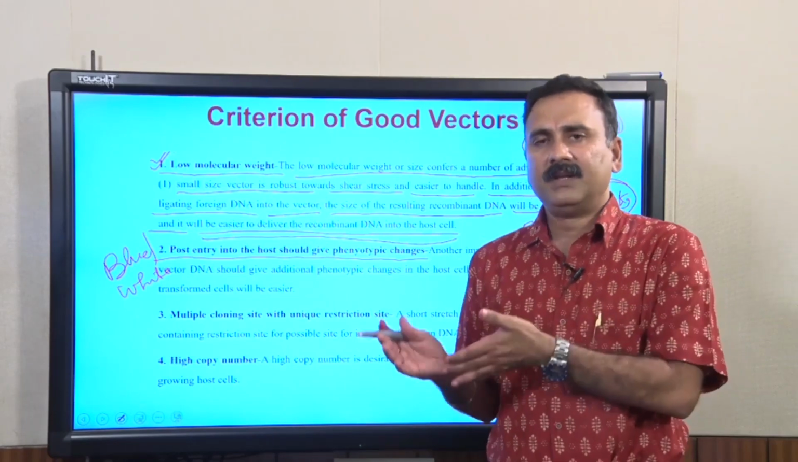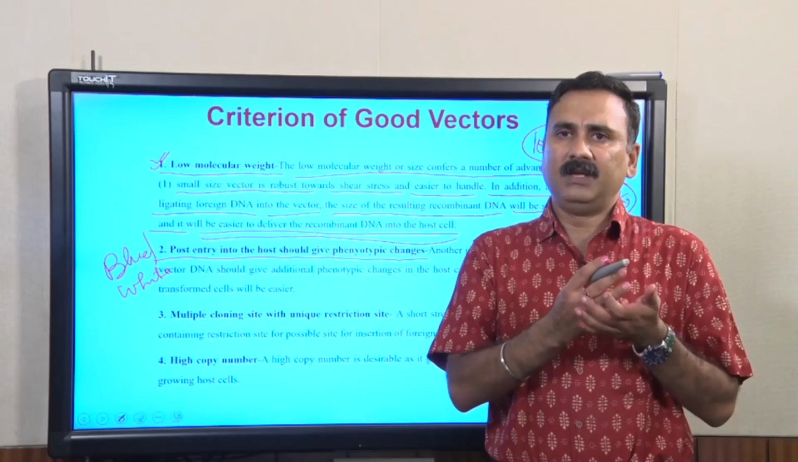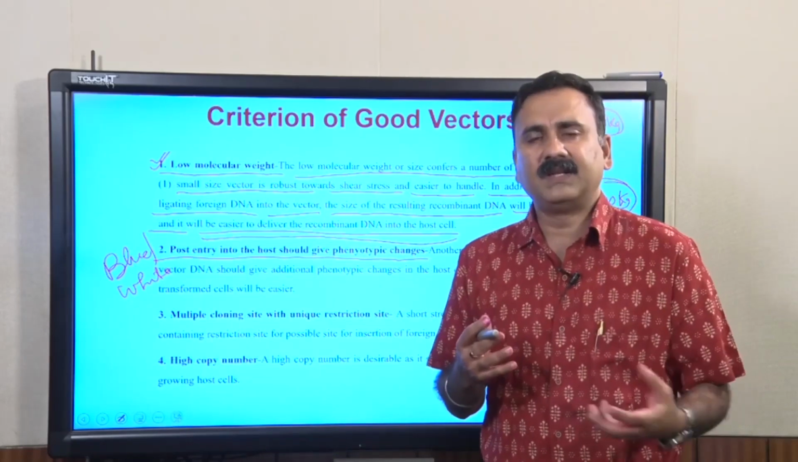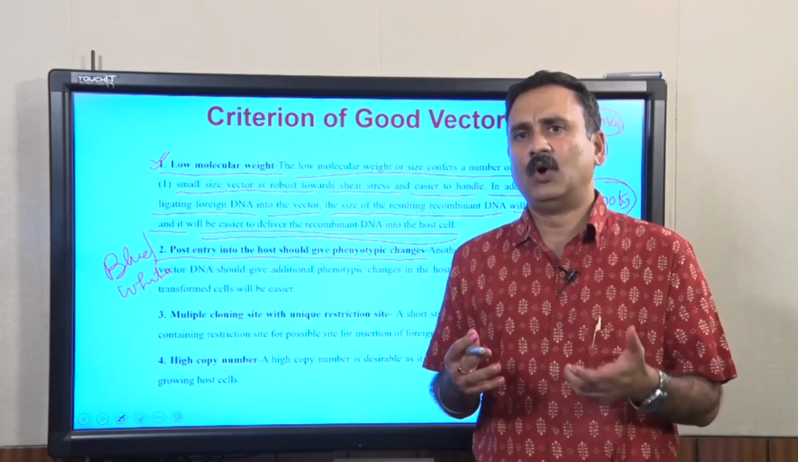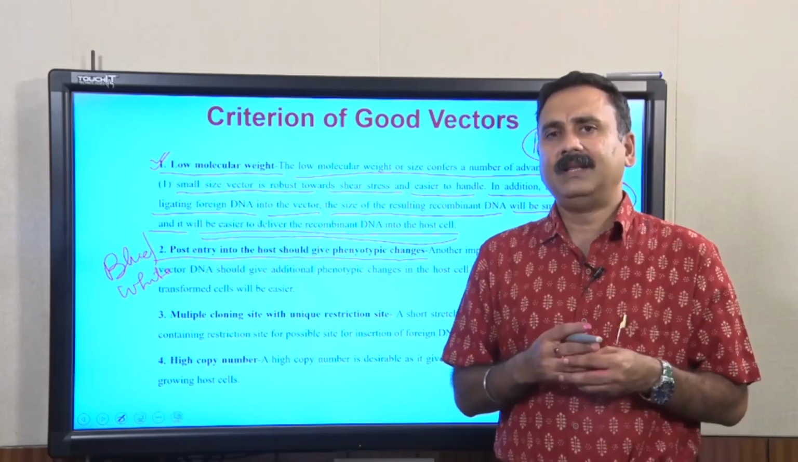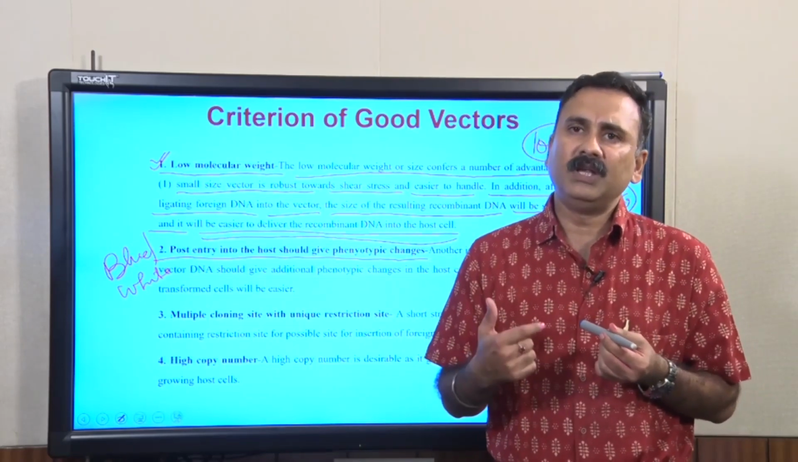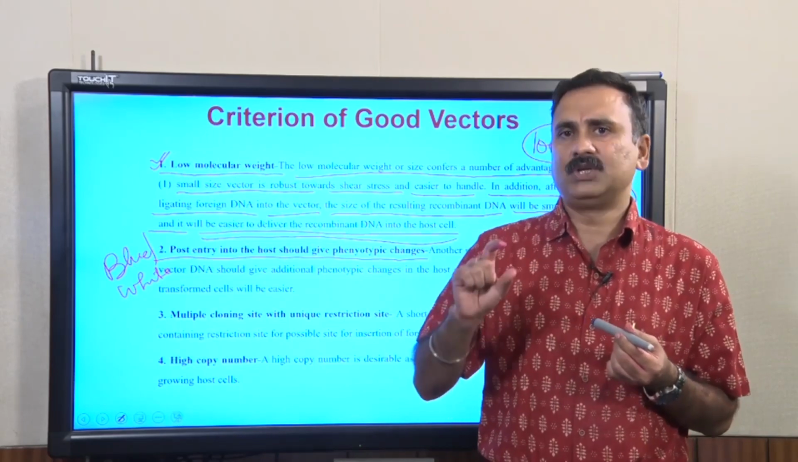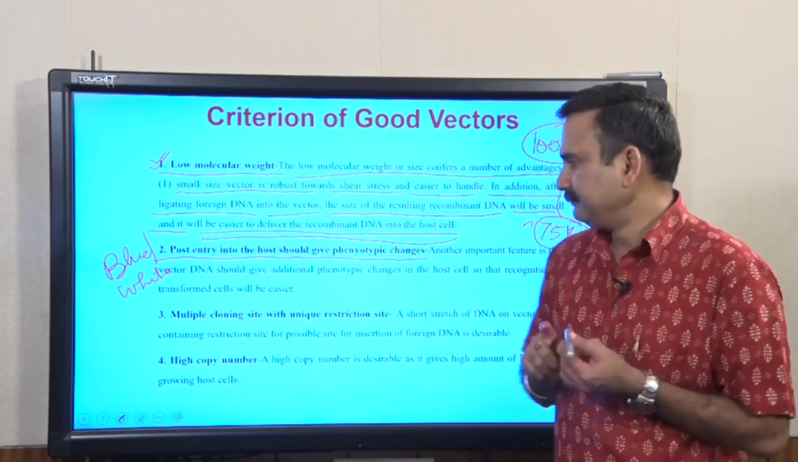Similarly, you have some vectors which contain different types of reporter genes, and that reporter gene also will give phenotypic changes in the host cells once the vector enters into the host cells. That is very important, and that facilitates the isolation as well as identification of the host cells which have taken up the vector.